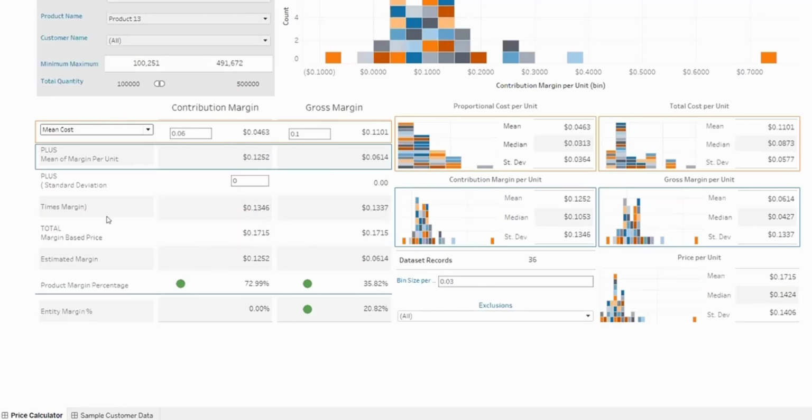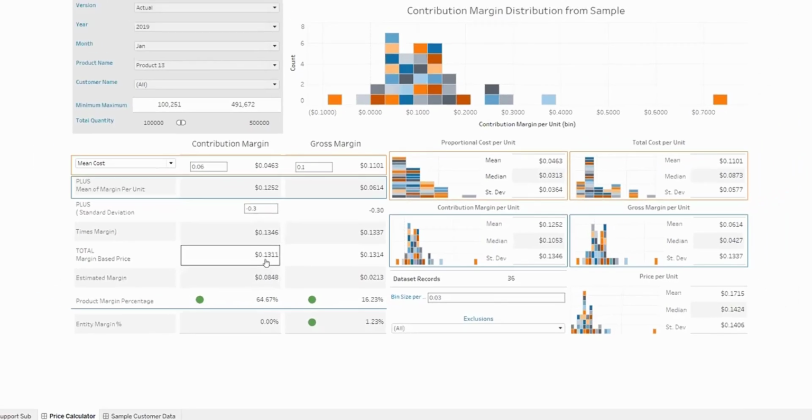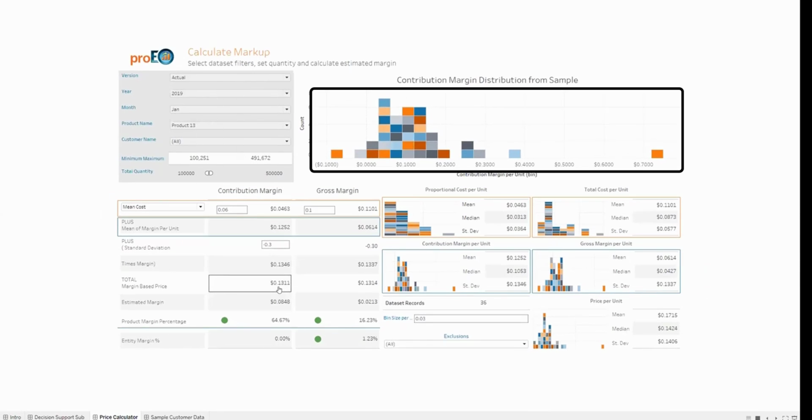Now we see indicators show positive margin, but let's say we're going to reduce margin by 1/3 of a standard deviation. We're doing this for a couple of reasons, and we'll come back to it. For now, you'll see that we're still positive in terms of profitability, but if you look at our distribution over here, there are some outliers.